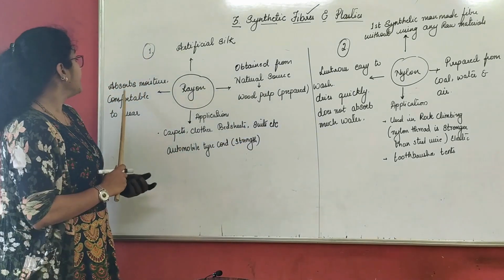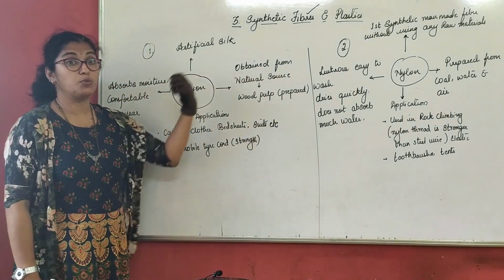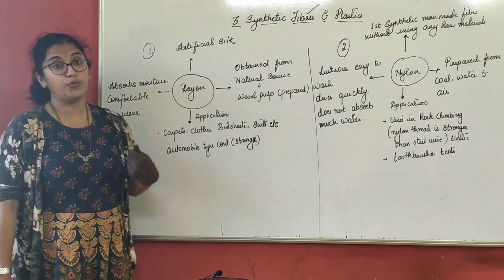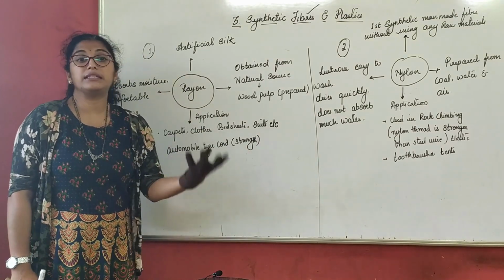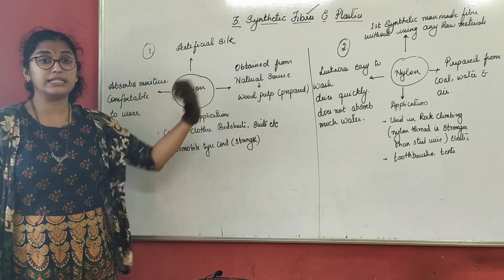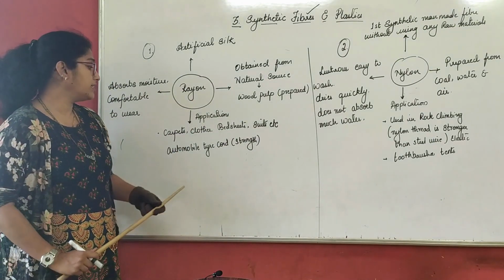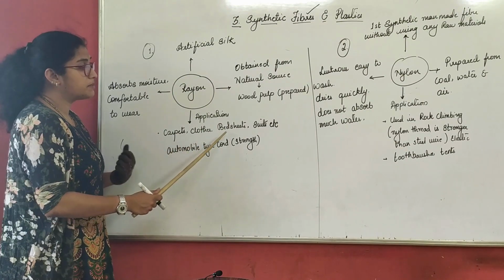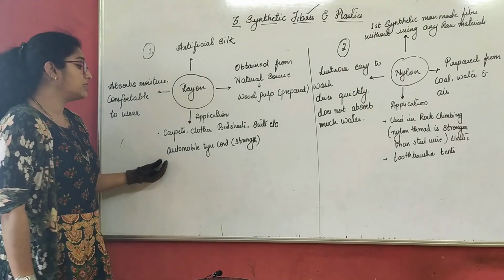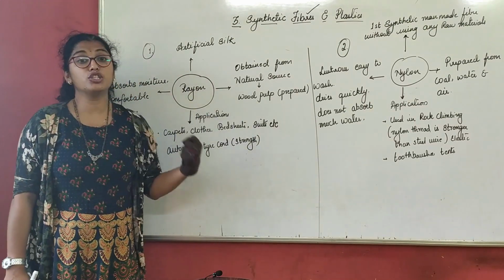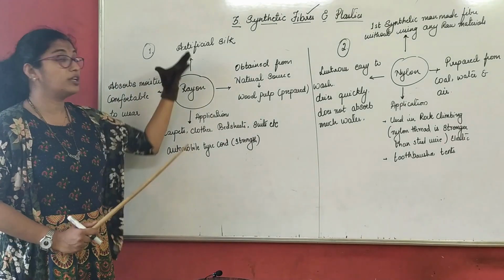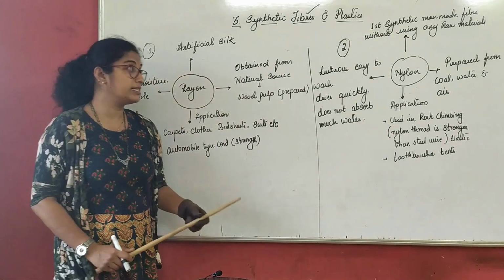Then the basic properties or characteristics we look at in rayon are that it absorbs moisture and is comfortable to wear. So it absorbs moisture, that means it can absorb water, and it is comfortable to wear, and it is less expensive than silk. Where all do we use it? We use it in carpets, clothes, bed sheets, suits, jackets, flags, etc. We also use this in automobile tire cord because of its very good strength. So this is about rayon, which is termed as artificial silk.